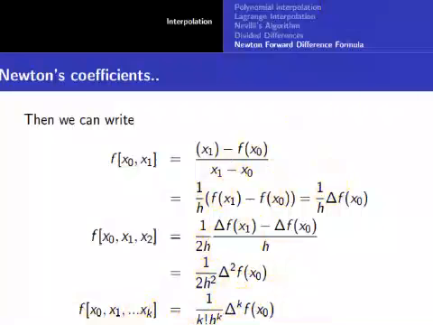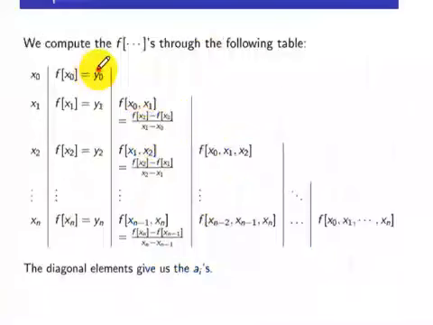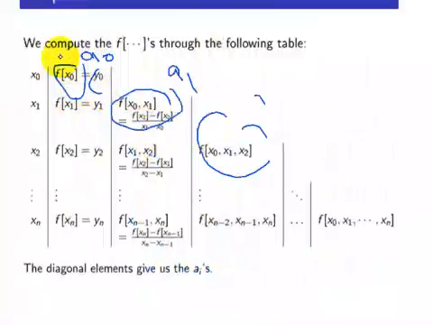Alright guys, now we plug these values into here. This is your Newton's interpolation formula. What is that coefficient here? This one is your a naught, this is your a1, a2, and this is the last coefficient, a sub n.